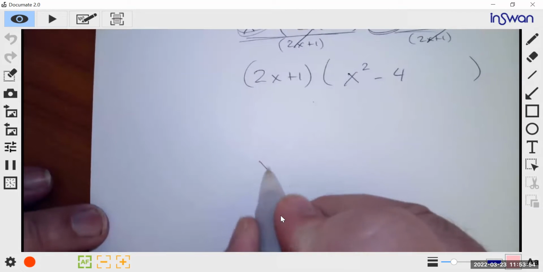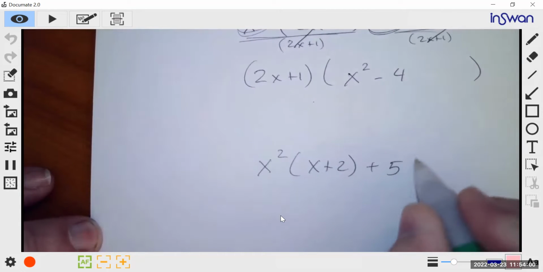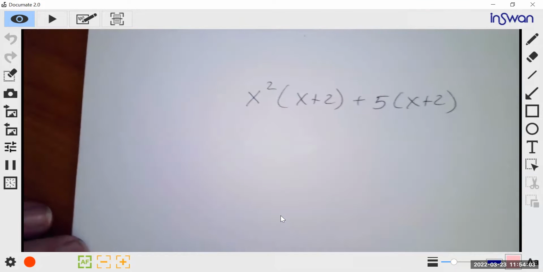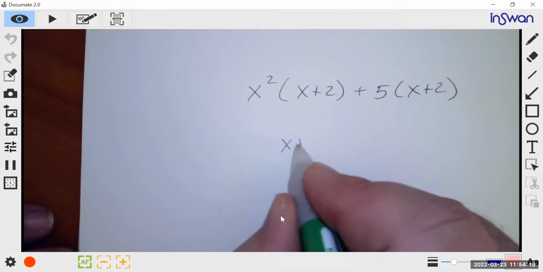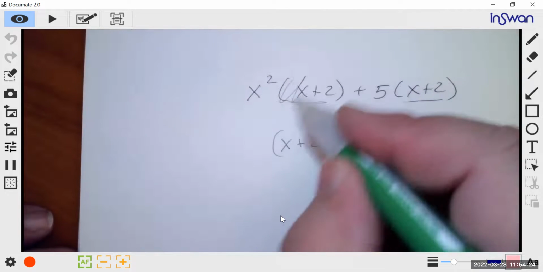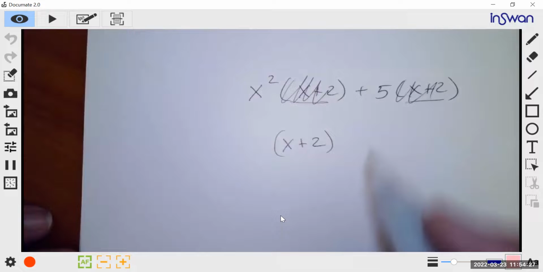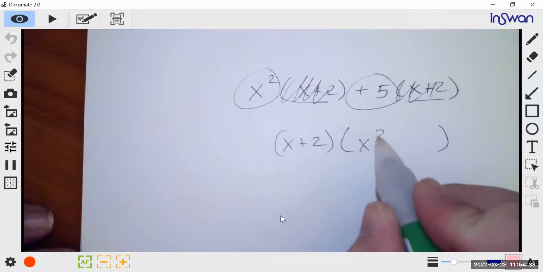So if I had this, how would I factor that one out? What do they have in common? X plus 2, right? They have x plus 2 in parentheses. So since they have that in common, I remove it. I put it out by itself. And whatever's left goes inside the other parenthesis.